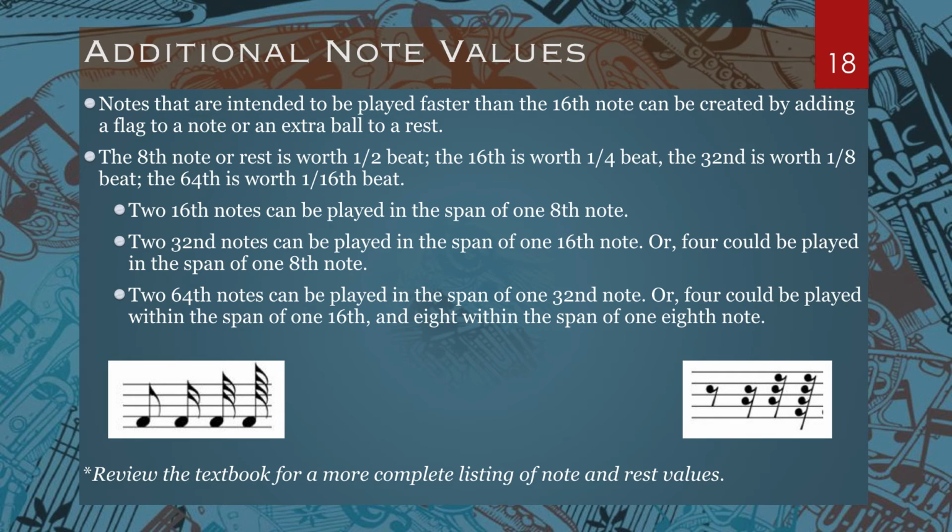It starts with a ball in the third space, and then it adds a ball below for the 16th note rest, and then you add a ball above for the 32nd note rest, and then below for the 64th note rest. If you have a 128th rest, you'd add another ball above the staff on that first space, and it just keeps alternating between adding a ball above and below.